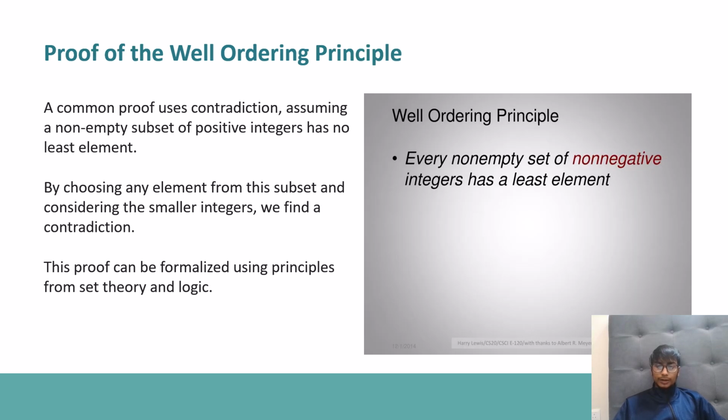Proof of the well-ordering principle. A common proof uses contradiction, assuming a non-empty subset of positive integers has no least element. By choosing any element from this subset and considering a smaller integer, we find a contradiction. This proof can be formalized using principles from set theory and logic. Well-ordering principle: every non-empty set of non-negative integers has a least element.